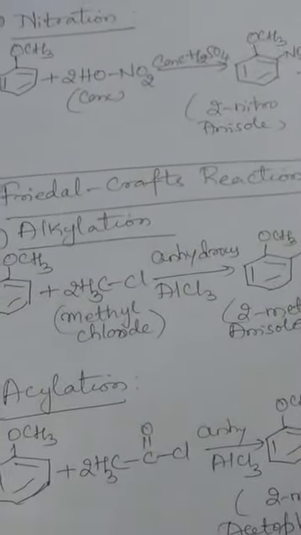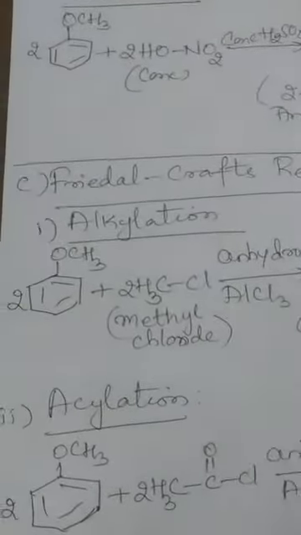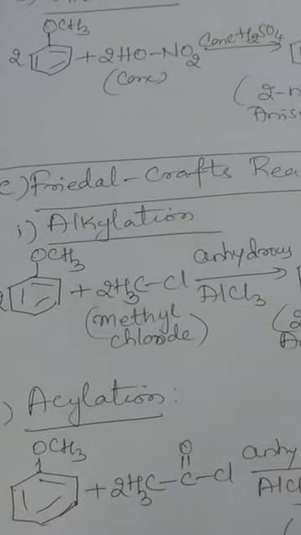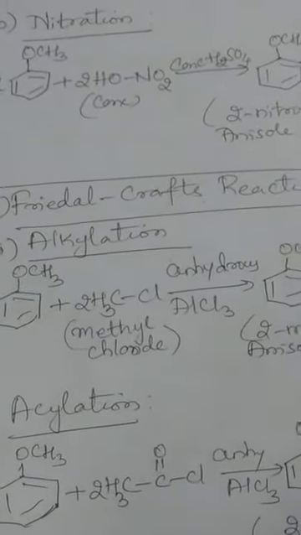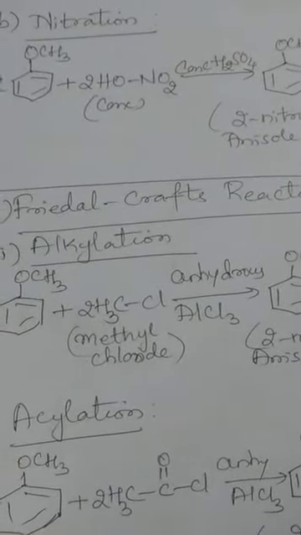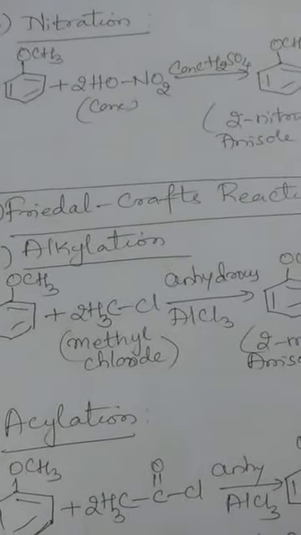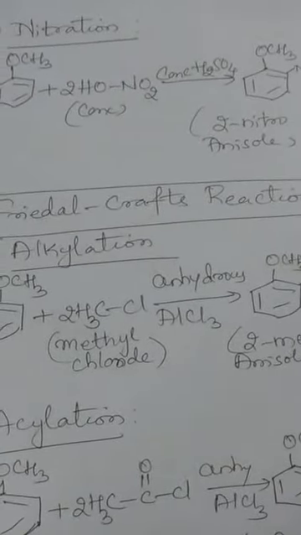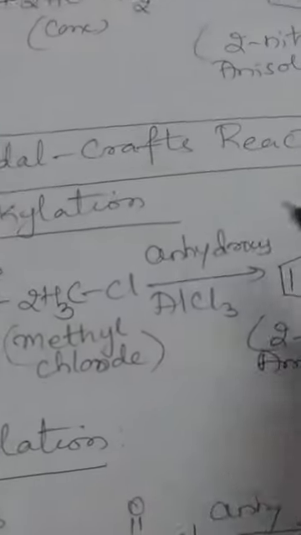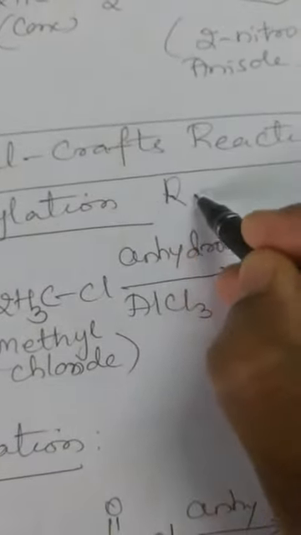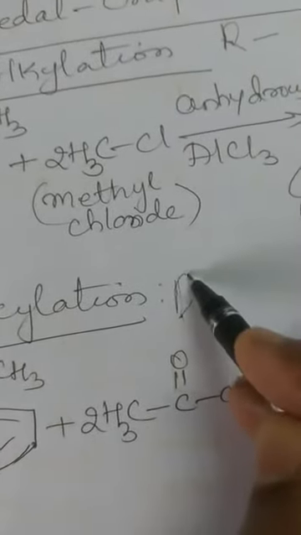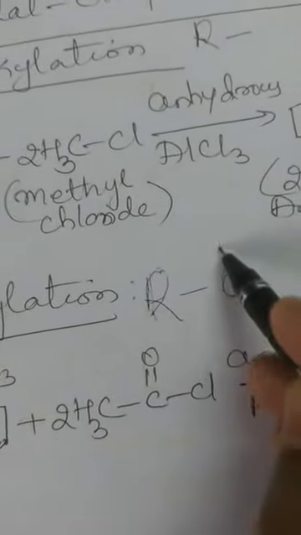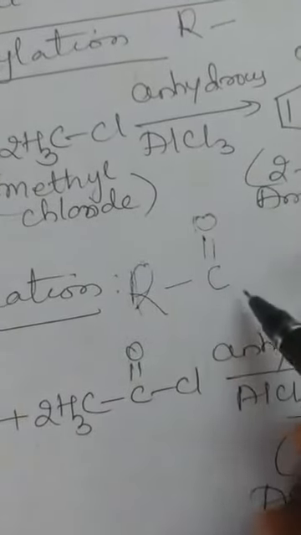Simple. The definition for alkylation is the introduction of an alkyl group into the aromatic ring, and introduction of an acyl group into the aromatic ring will be the acylation reaction. The group R is called the alkyl group and the group RCO is called the acyl group. So the alkyl group is represented by R, whereas the acyl group is represented by RCO.